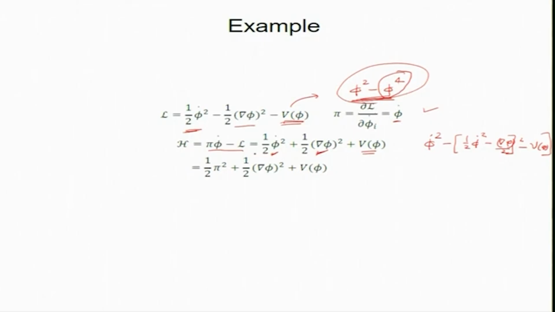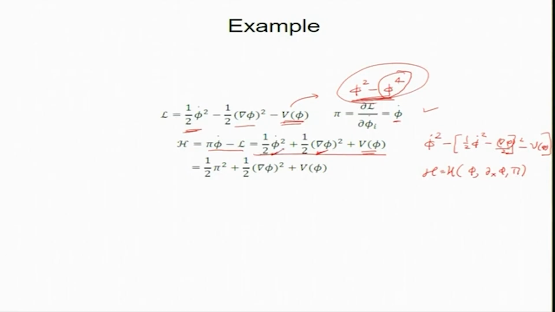So I hope it is clear, but this is the Hamiltonian, but not yet, because the Hamiltonian should be a function of phi, this one and the potential, sorry, the momentum density.